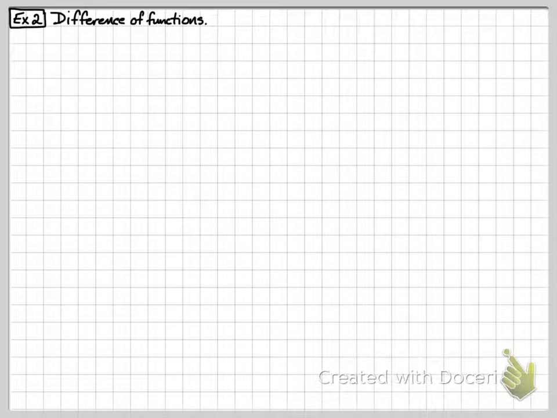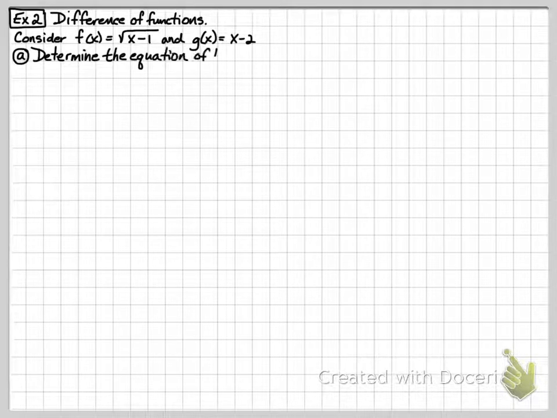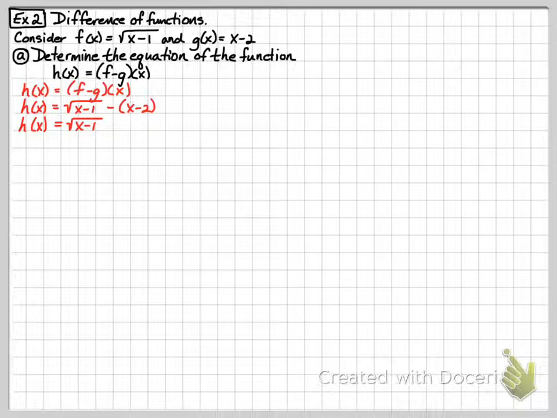Here in example 2, we're going to look at the difference of functions. Consider f of x being the square root of x minus 1 and g of x being x minus 2. To determine the equation of the function h of x equals f minus g of x, we're going to take the square root of x minus 1 minus the quantity x minus 2, which simplifies to h of x equals the square root of x minus 1, minus x, plus 2.